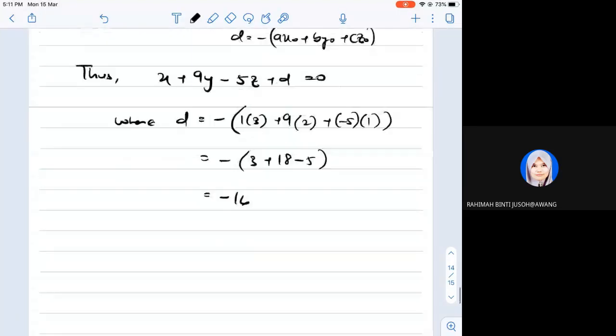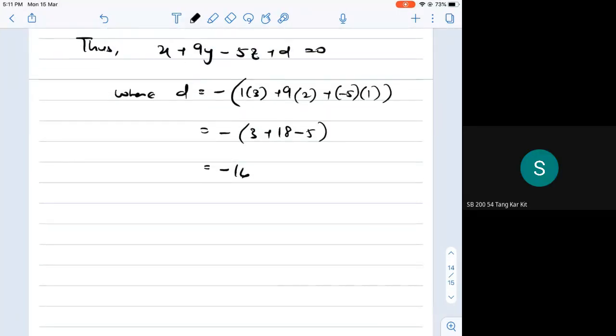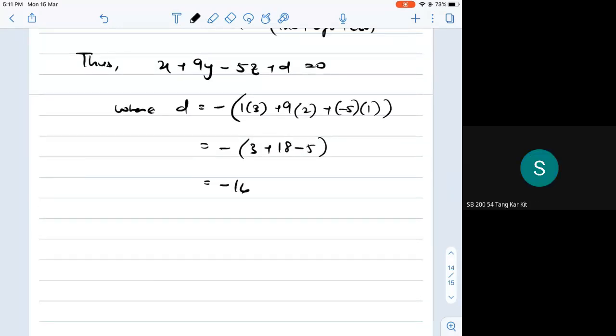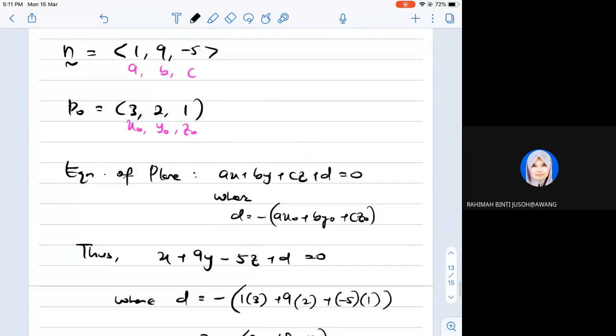So now senyap je guys. You all ni ada ke sekarang saya ni? 26. Sekejap. Sekejap. Betul, 16 kan? 18, 3, 21. 21 tolak 5. Should be 16 kan? Negatif kat depan, negatif 16 kan? Okay. Thank you guys. Thank you.